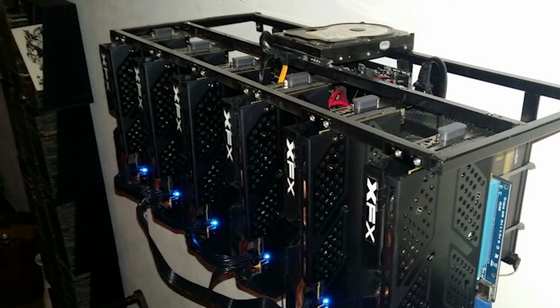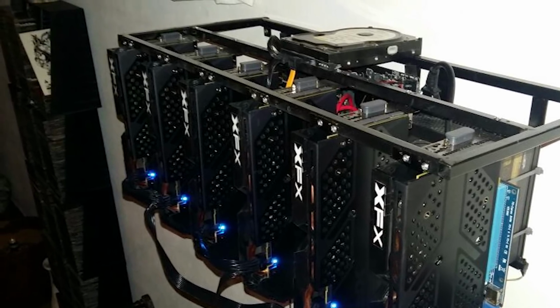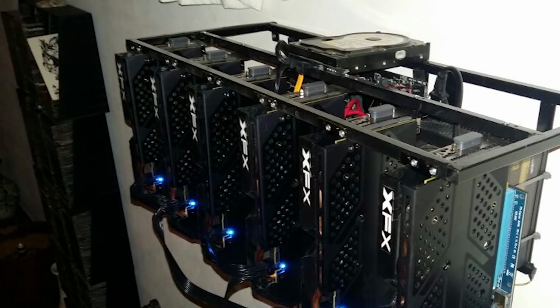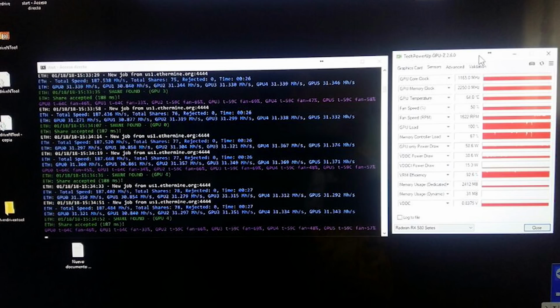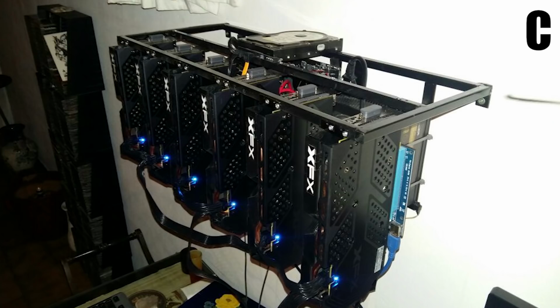4 gigabytes of Kingston 2133 megahertz memory, and an old 80 gigabyte SATA drive for the operating system. He's running Claymore single miner, so he's not dual mining on that, at 187 mega hash a second. The GPU core clock is at 1165 megahertz at 800 millivolts, and the GPU memory clock is at 2250 megahertz at 900 millivolts. Going back through these, I've always had issues getting above 2200 on the memory, so I am impressed that he did get a little bit more than that.